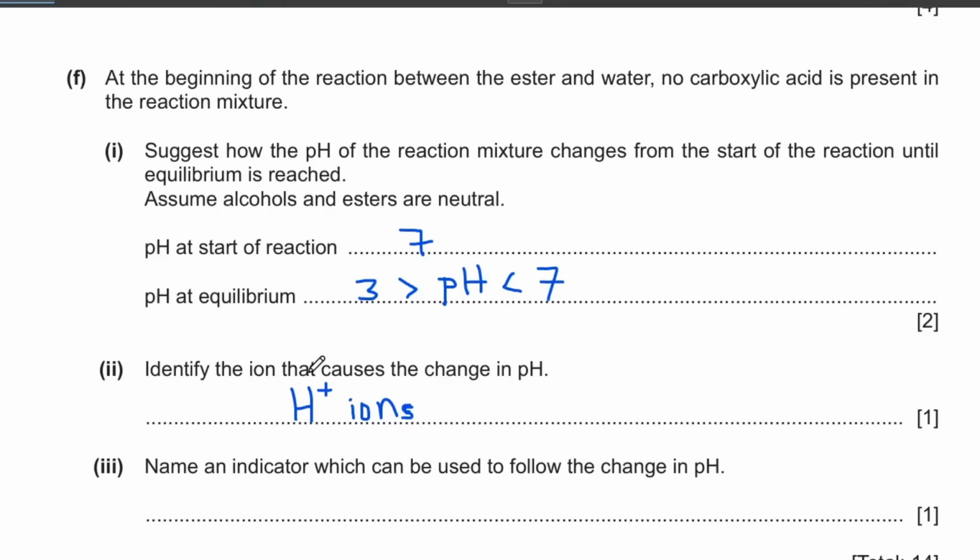Next question. Name an indicator which can be used to follow the change in pH. Universal indicator will be the best indicator to follow the pH change because it changes over a range. Okay. You cannot use other indicators like methyl orange, phenolphthalein, or thymolphthalein because those indicators only tell us if it is acidic, neutral, or alkaline. But they do not tell us if it is weak or strong acid or alkaline.